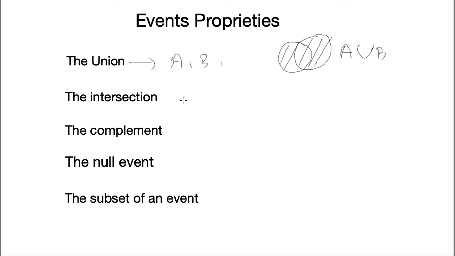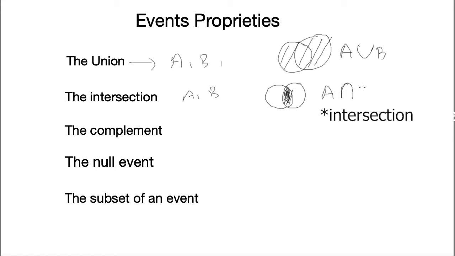However, the intersection of two events A and B is the elements that are in both A and B. So the intersection of two events A and B is just the elements that are in both A and B, and we note it by this notation.